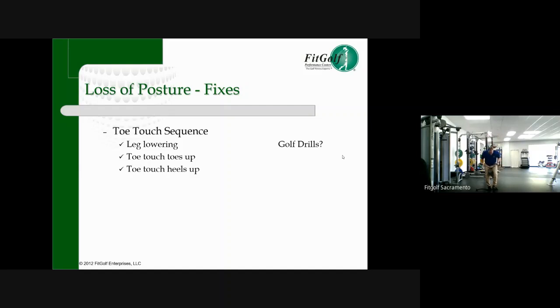And then I'm going to do the same thing, but now I'm going to put my toes up. So putting my toes up now puts more tension on the calf. So I'll get a little more tension behind the knee and the hamstring as well.